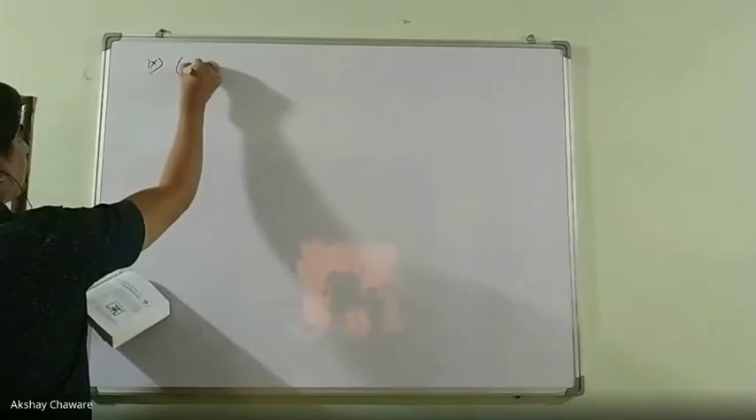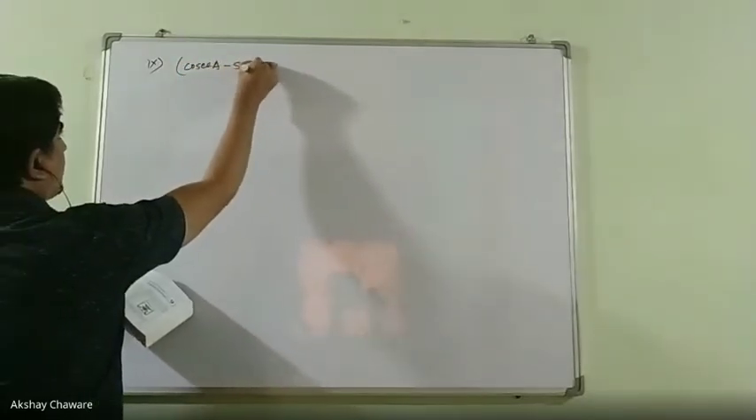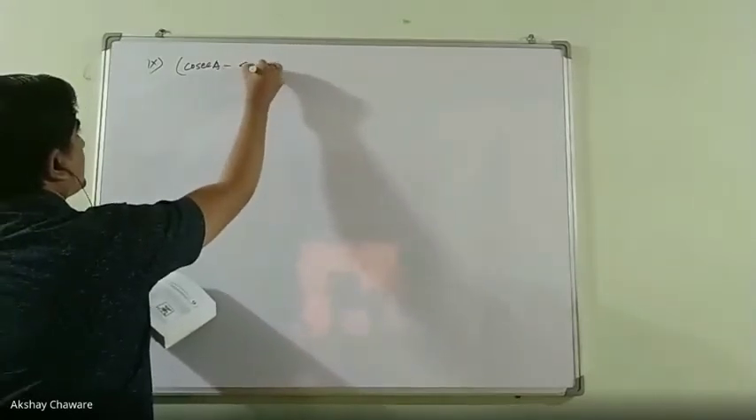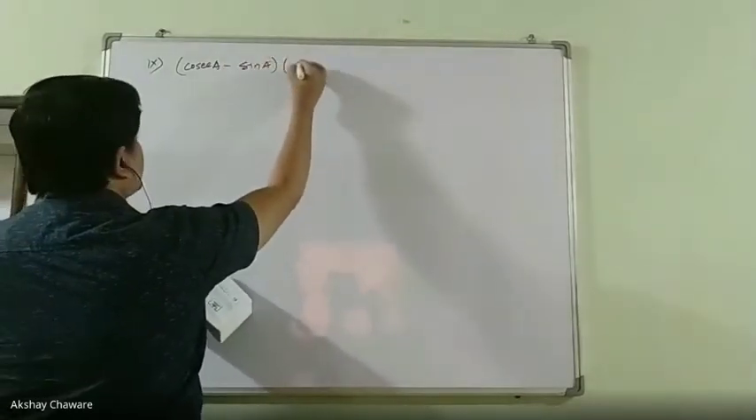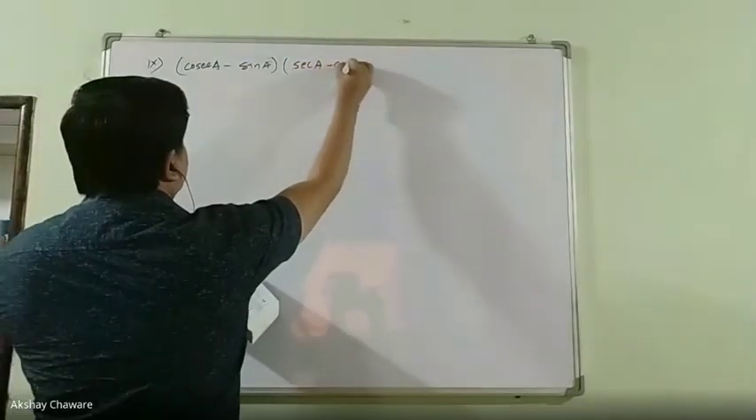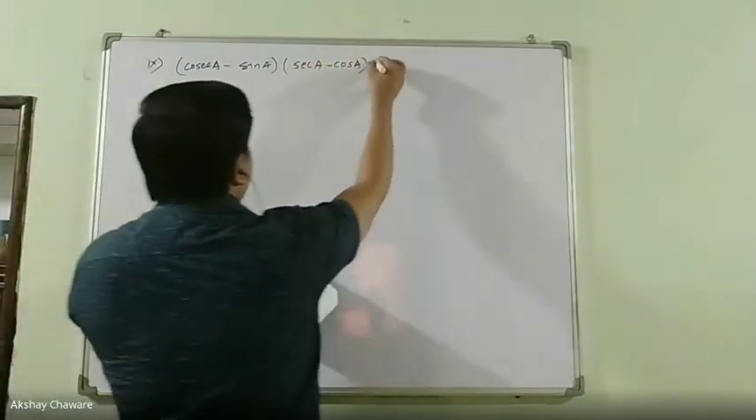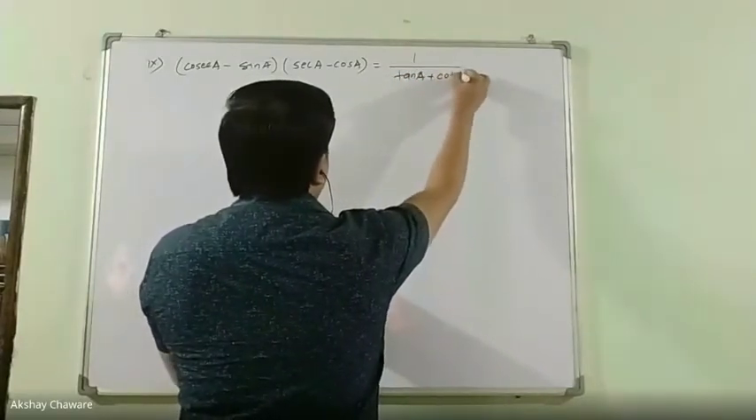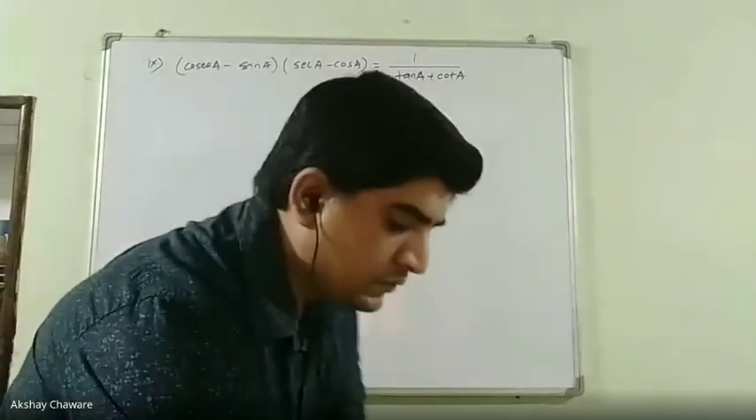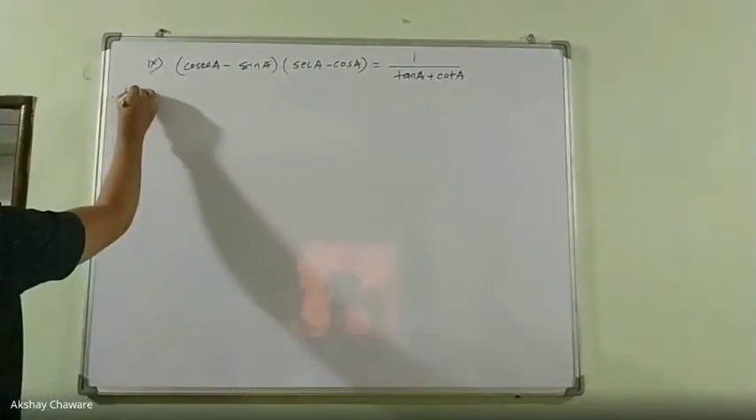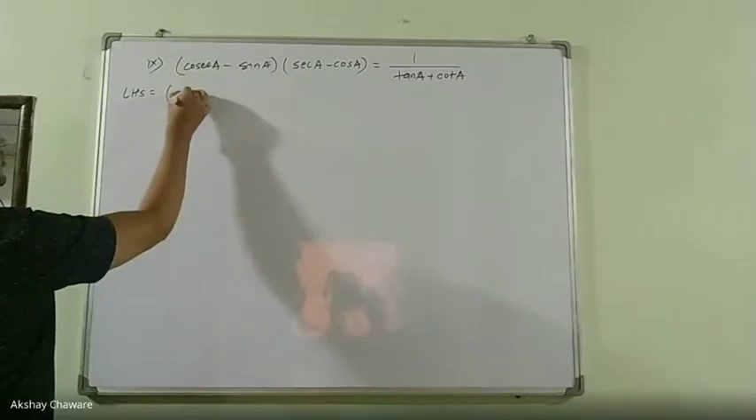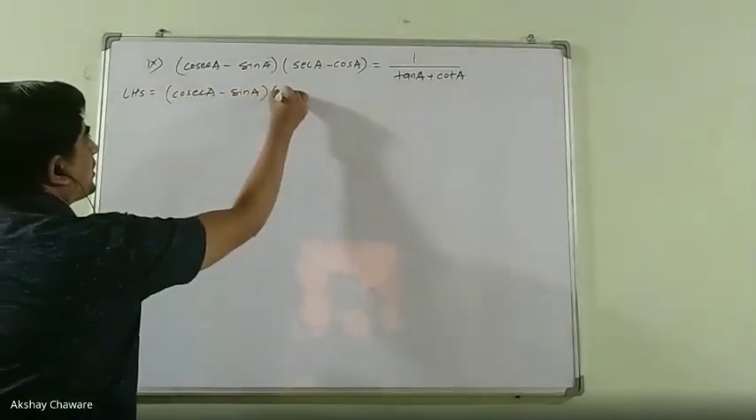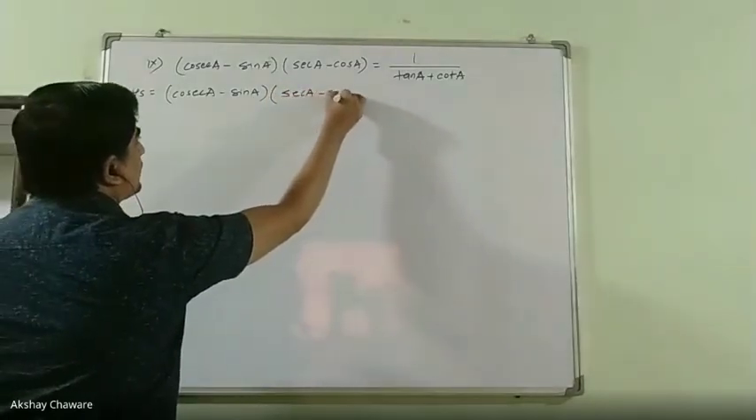Ninth question: (cosec A minus sin A), the second bracket is nothing but (sec A minus cos A), is equal to 1 upon tan A plus cot A. Right? See, again consider LHS. The first bracket is cosec A minus sin A. The second bracket is sec A minus cos A.